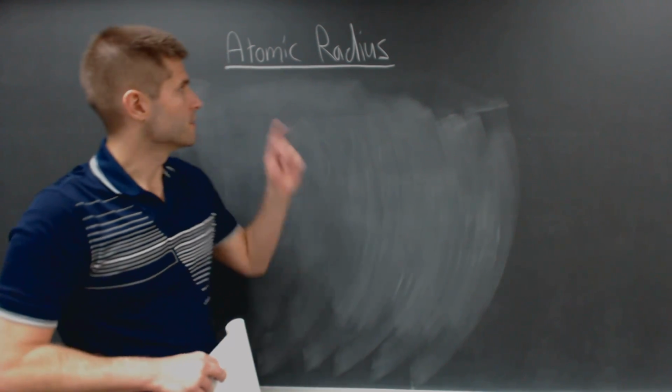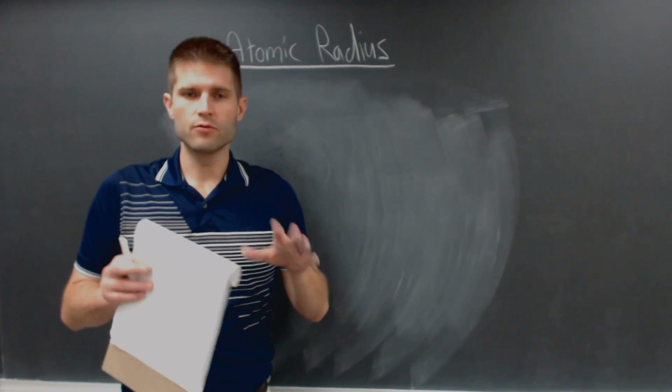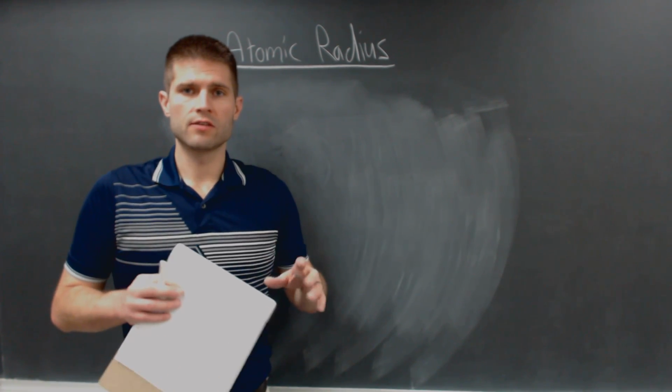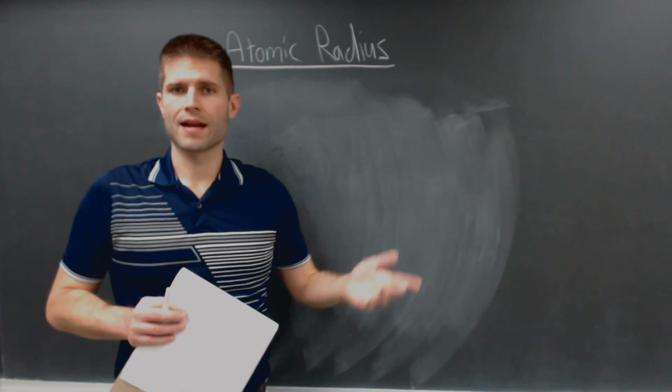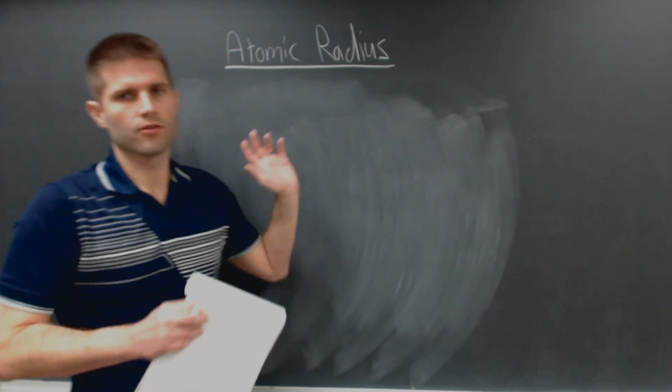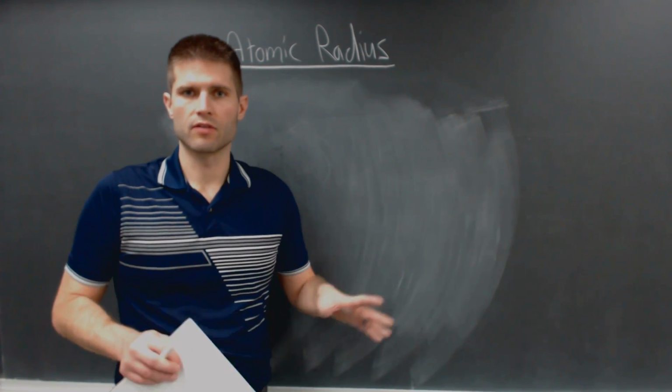Hello, in today's video we're going to be talking about atomic radius. And we're going to be discussing a few experiments that were used in order to determine what the atomic radius was or is for every atom on the periodic table. Now we're not going to go through every atom, but we're going to go through a few examples of how we calculated the atomic radius.